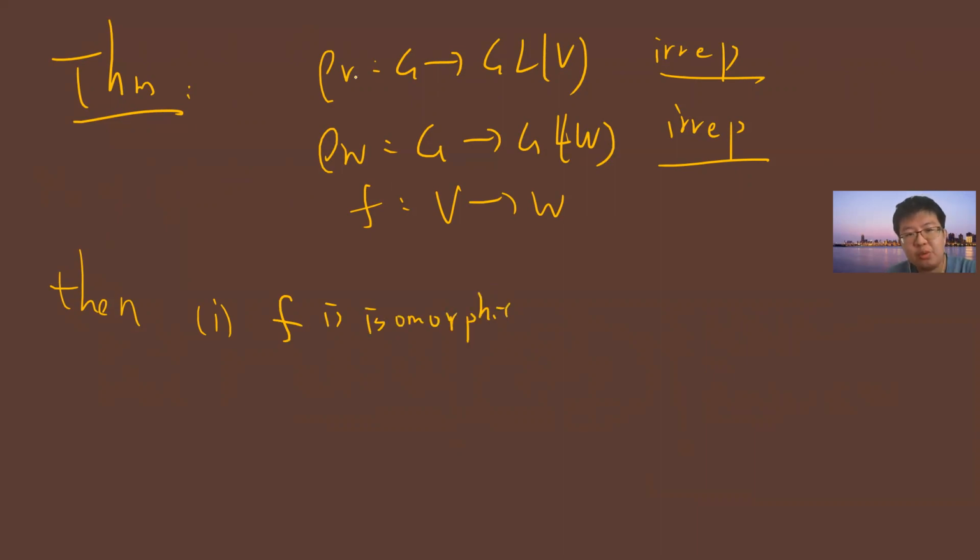So it means they are the same, right? Rho V is just the same as rho W. They are exactly the same. So if you change the basis, then F can be changed to identity. So F is isomorphic, or F is 0. This is the first statement of the theorem.